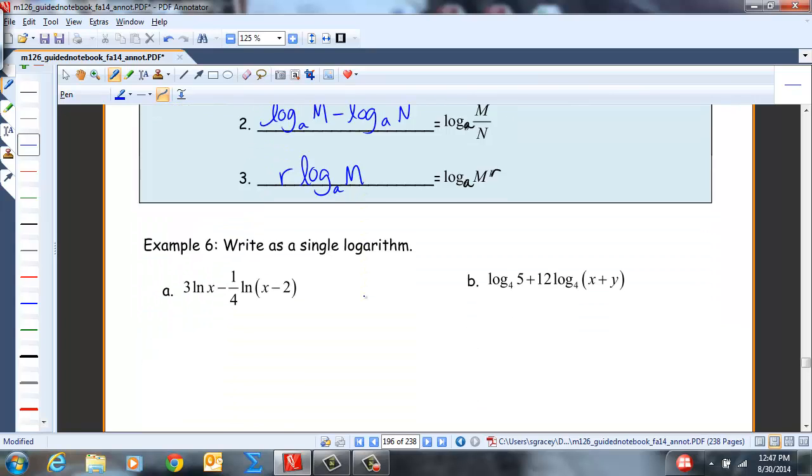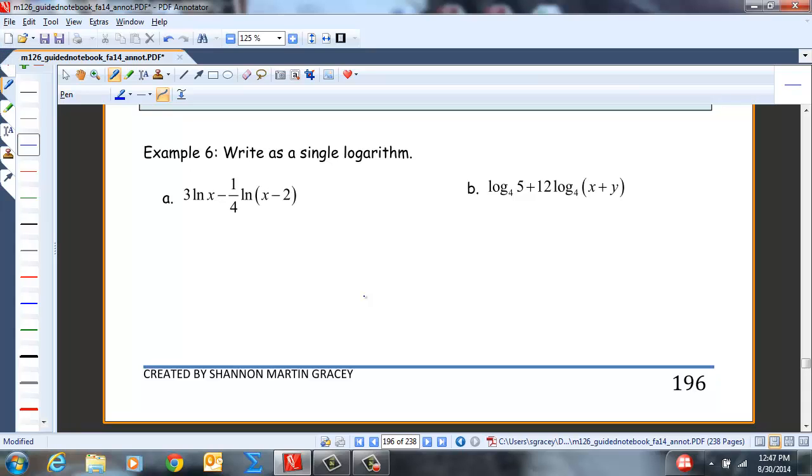Okay, so let's write these as a single logarithm. So you kind of go backwards. If there's any powers, you bring them in. So this one has, we can rewrite the first term as natural log of x cubed, and then minus natural log of x minus 2 to the 1/4. Now we have two logs that have the same base of e, and we're subtracting them. So we can write them as one happy log, and they're going to be divided.